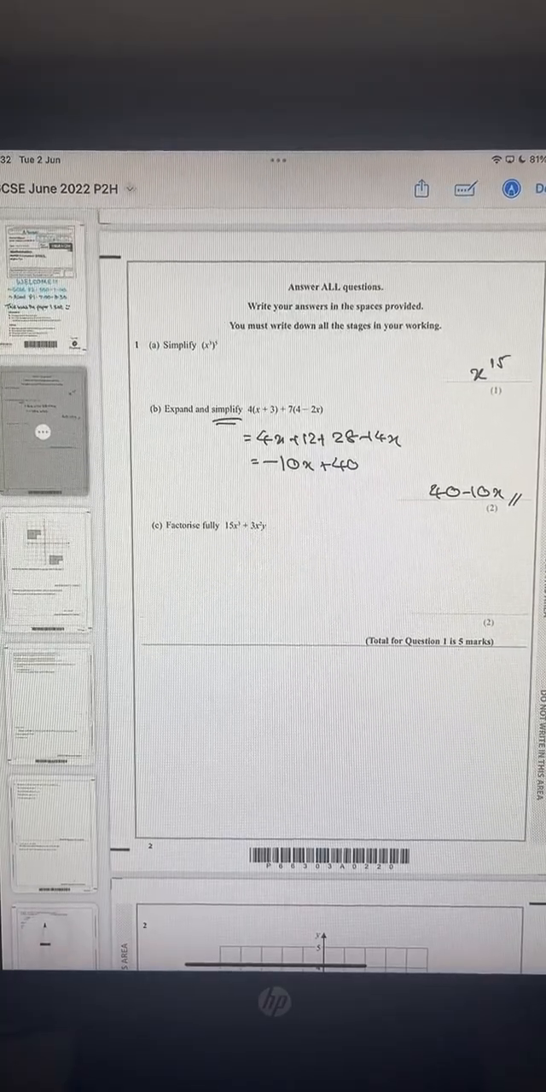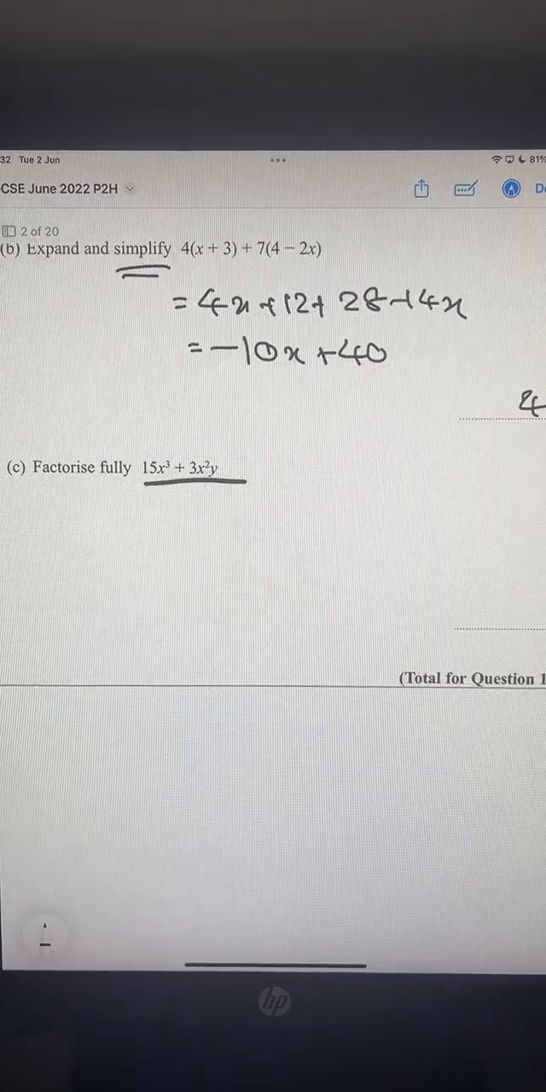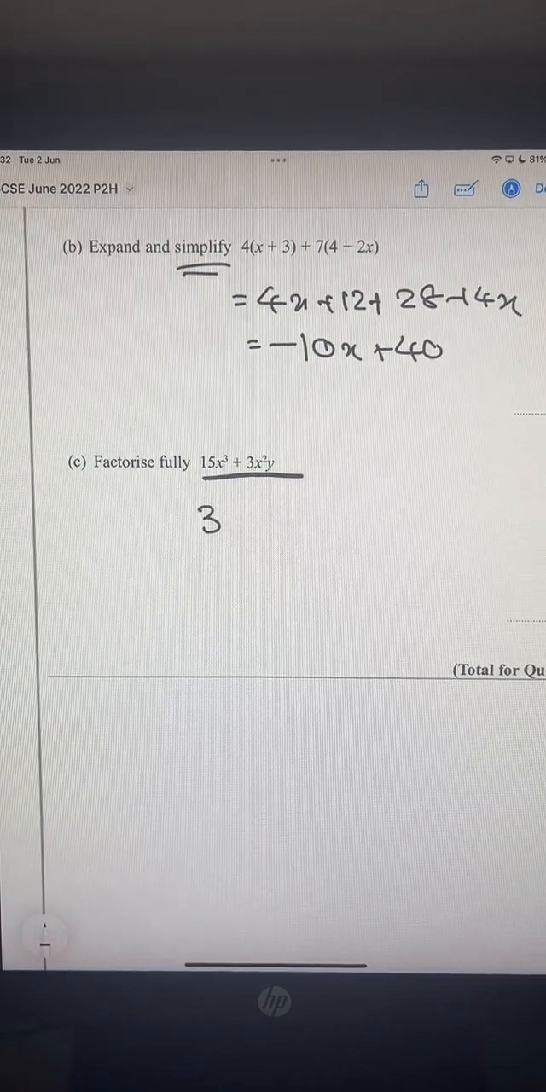For part C, factorise fully 15x cubed plus 3x squared y. What I do with these types of questions is I first look at my whole numbers, 15 and 3. What is the highest common factor of them? 3, so I take that out. Then I examine it letter by letter. This question could be foundation, but this is a higher paper, ish.